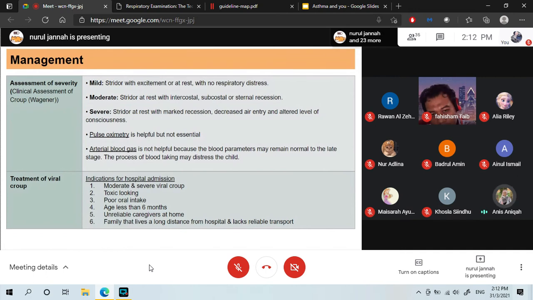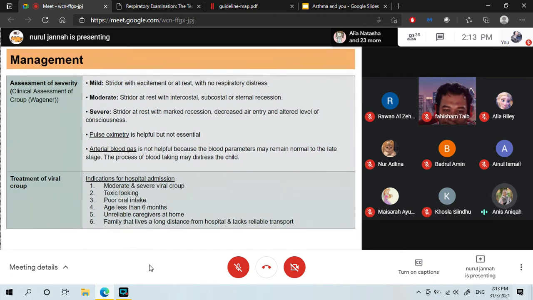For mild, the patient has stridor with excitement or at rest with no respiratory distress. And for moderate, stridor at rest with intercostal, subcostal, or external recession. So our patient has moderate severity. And for severe, the patient must have stridor at rest with marked recession, decreased air entry, and altered level of consciousness.